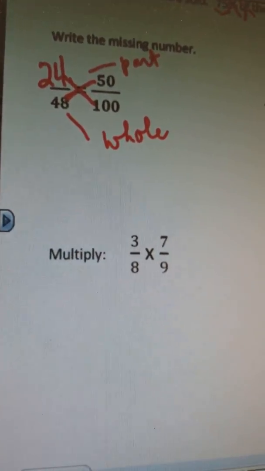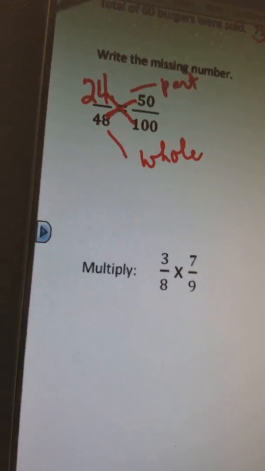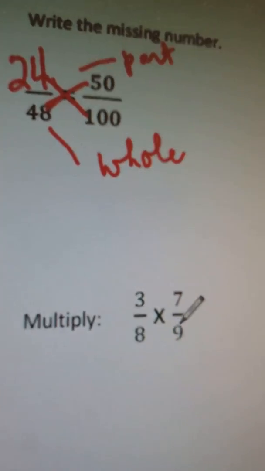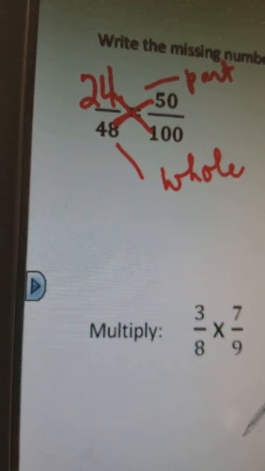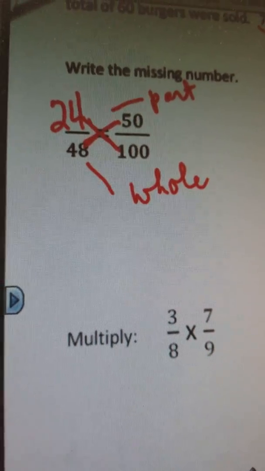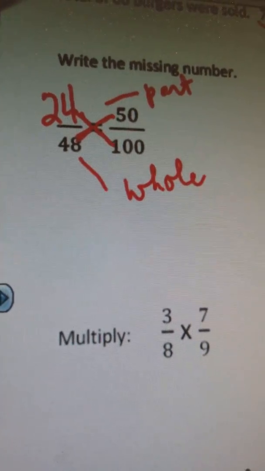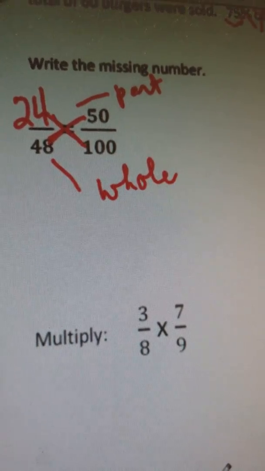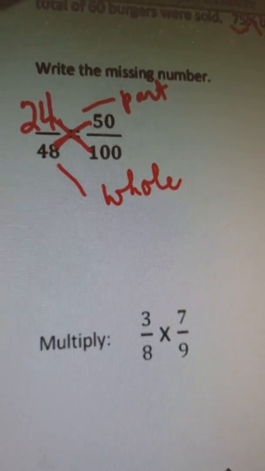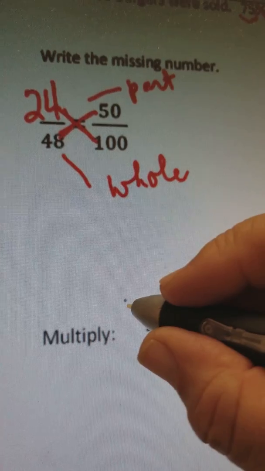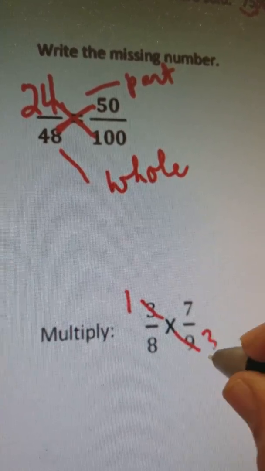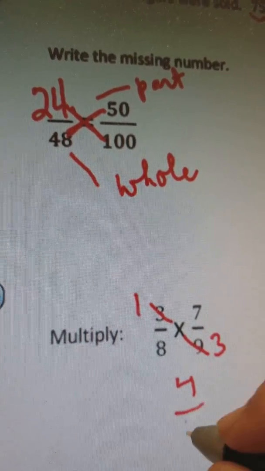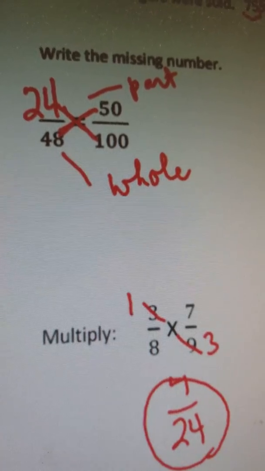When you multiply fractions, you have to remember to multiply numerator times numerator, denominator times denominator. But I believe in making life as simple as possible. So if you can reduce before, as long as you reduce one numerator with one denominator, it's okay. Divide by 3. Divide by 3. Now I have 7 over 24. I just made my problem a lot easier.